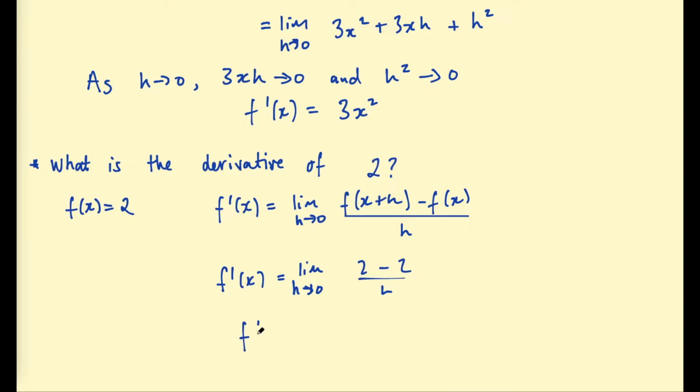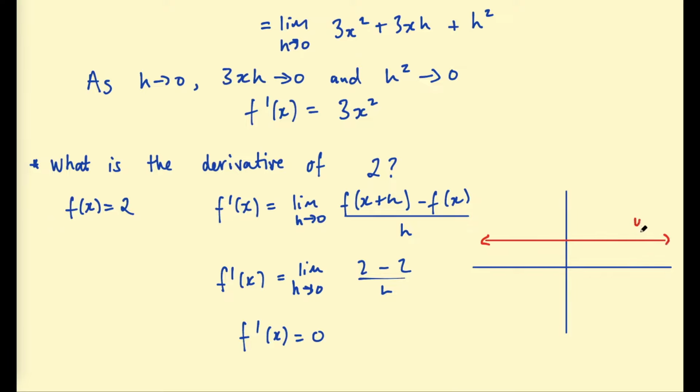So we can just say f dash of x equals 0. We don't even need to consider the limit there. If you want an intuitive understanding of what this means, well, what does it mean when f of x equals 2? That means we have a horizontal line at 2, at y equals 2. So something like this. This would be y equals 2.